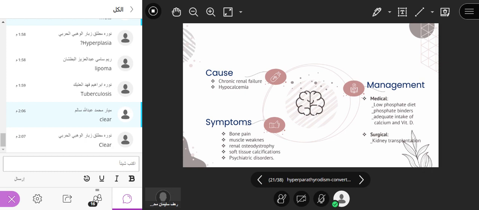Its management is also medical or surgical. Medically, a low phosphate diet, phosphate binders, and adequate intake of calcium and vitamin D. Surgically, by kidney transplant.